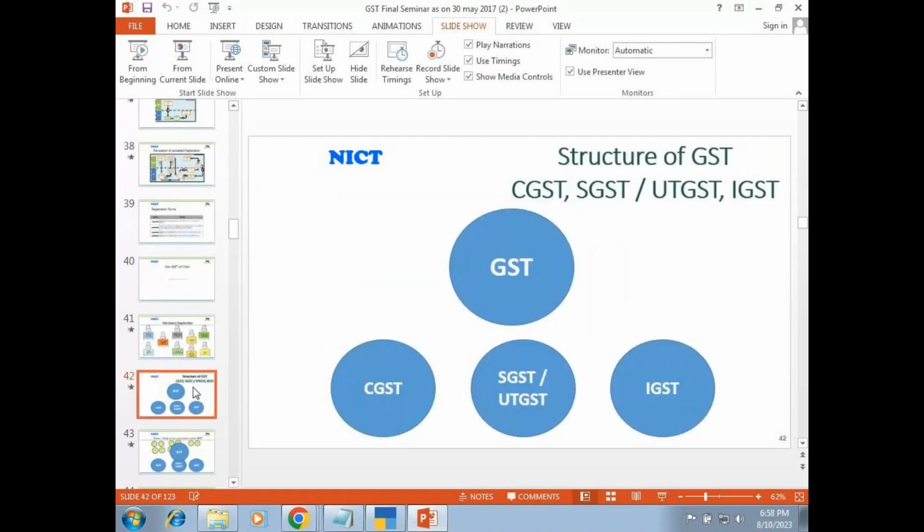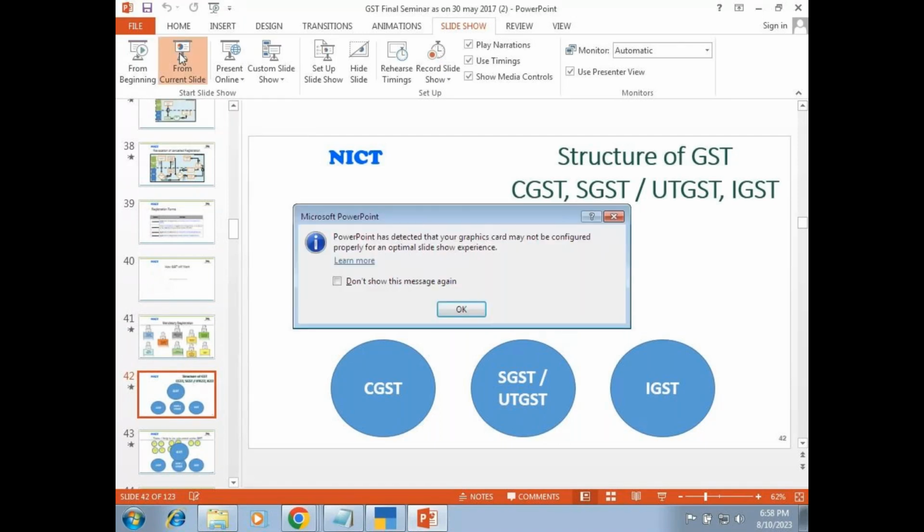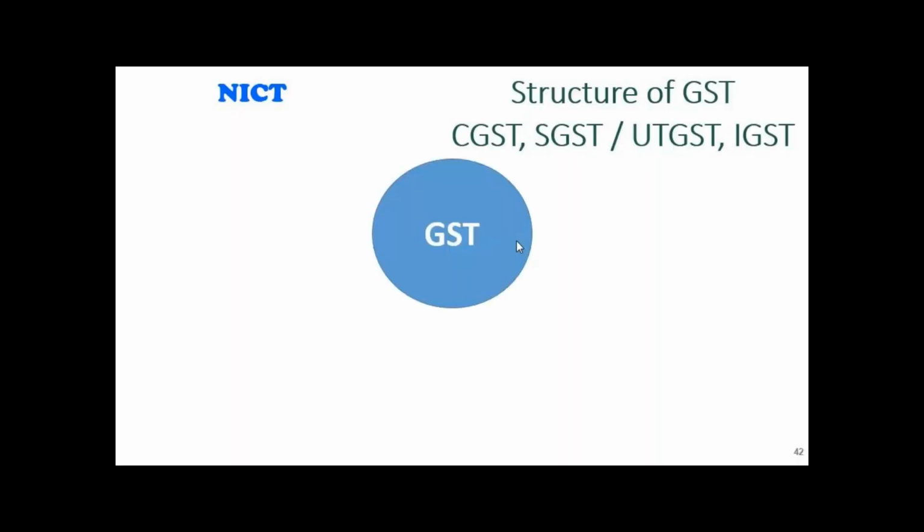What are the components of GST? Please write the structure of GST. So there are components, as you see: CGST, SGST/UTGST, IGST. Write down.